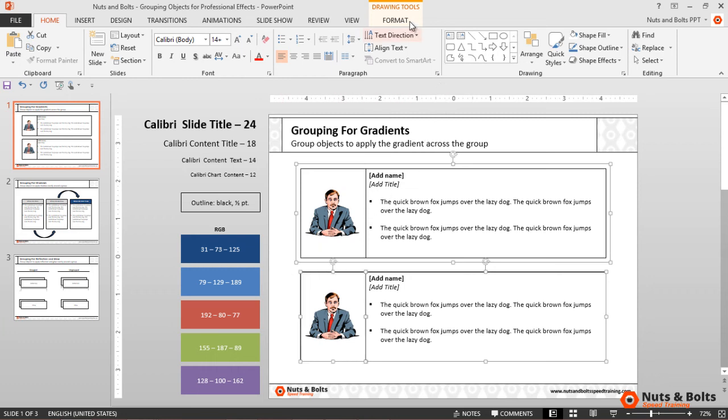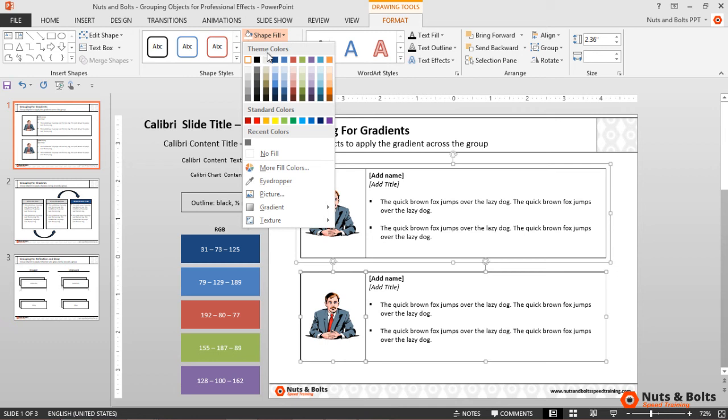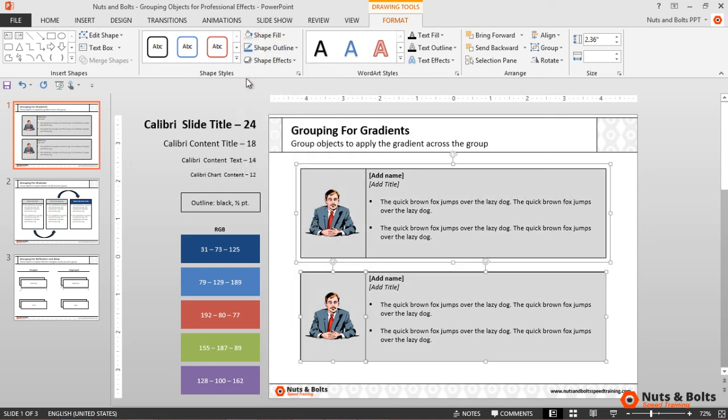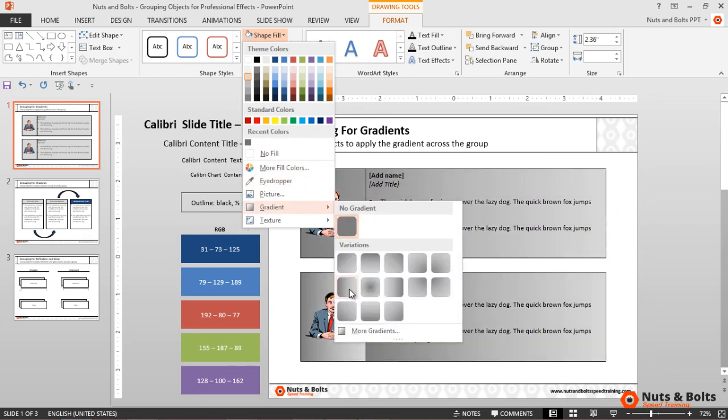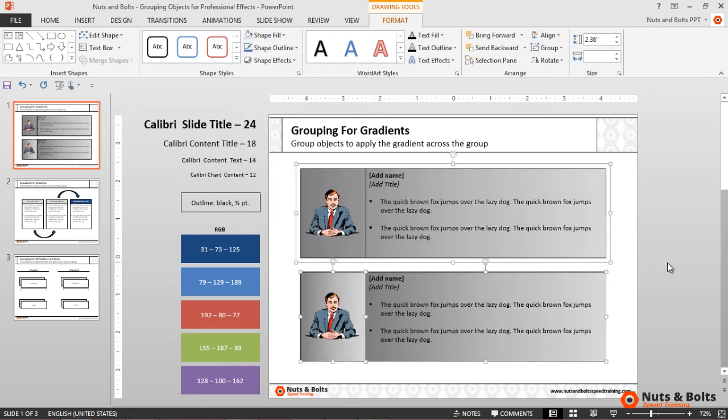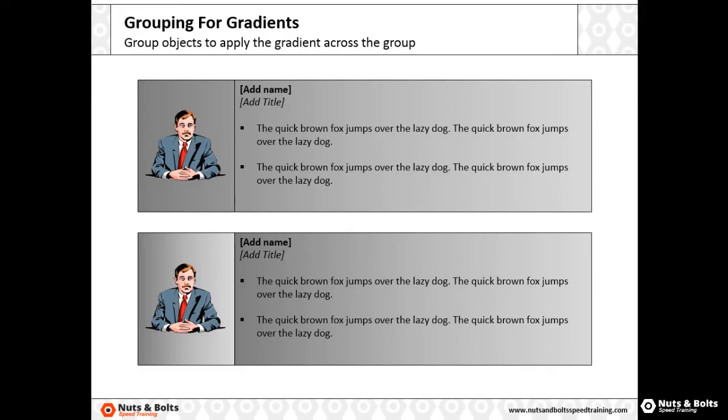Now from my Drawing Tools Format tab, if I first just add a gray fill, all of the rectangles look the same, but watch what happens if I now add a gradient. Choose a gradient, I'll come in here from the left, the dialog closes, and I'll hit Shift F5, and there you can see the difference.